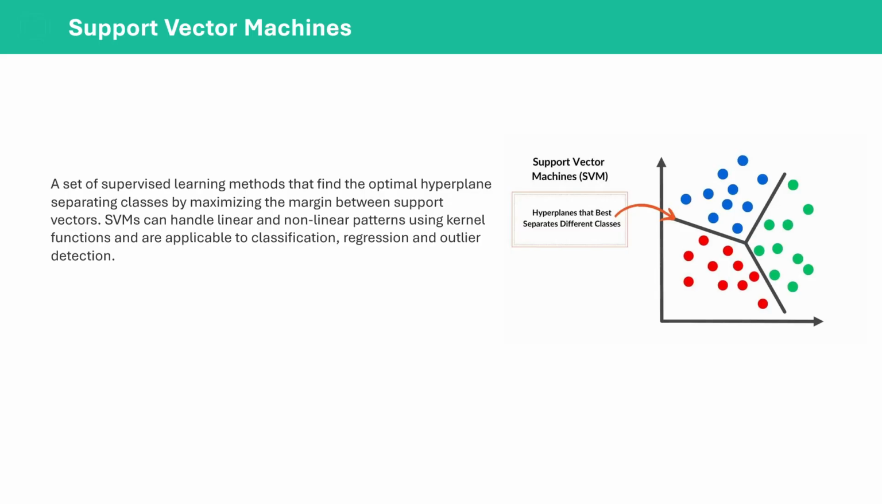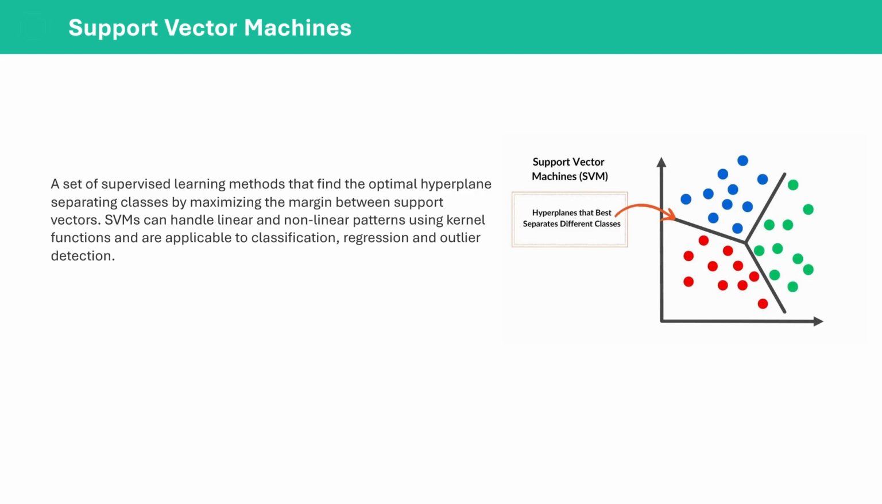A support vector machine, or for short SVM, is a supervised learning method. That means we already know the labels. We're not guessing structure blindly. We're learning from examples.